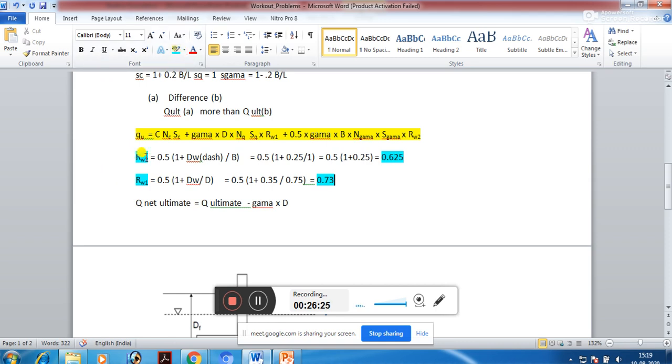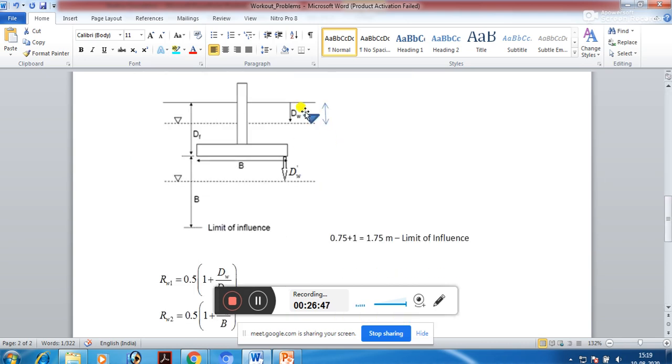Now what will be the value of RW2 in this case? Will it remain 0.625 or will it be something else? RW2 will be 1. Whosoever has told it, it is absolutely correct. Because when the water table has reached above the base of the footing, you need not think about the RW2 factor here, because RW2 factor will be equal to 1.